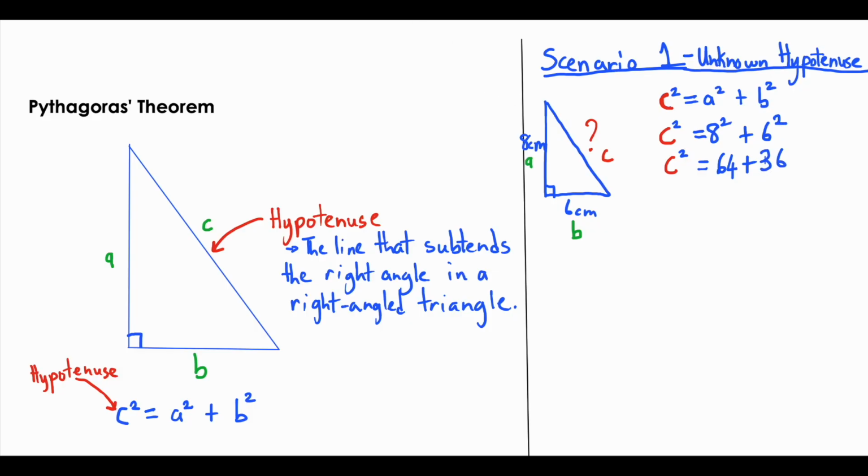So what can we do next? We could add those two. 64 plus 36 is 100. Now we have a little problem here. This says c squared. So how do we calculate c? The square root of 100. So why did we find the square root of 100?